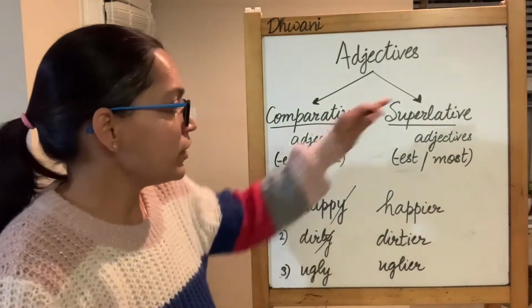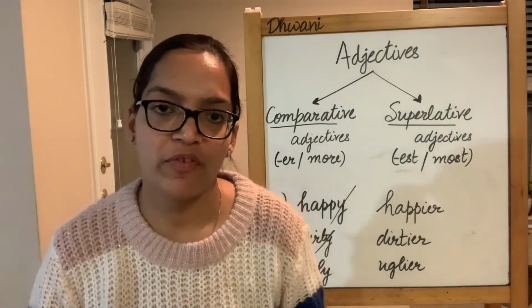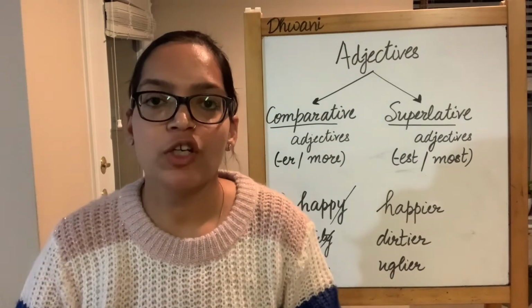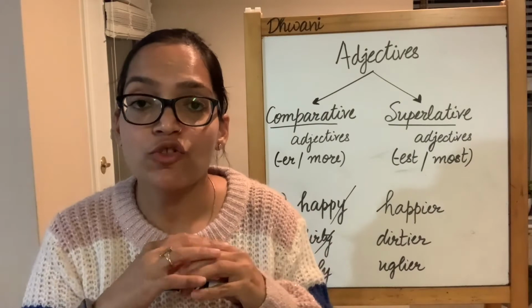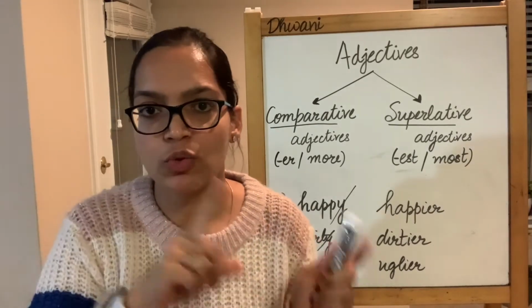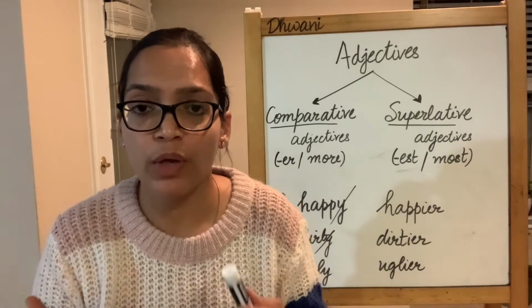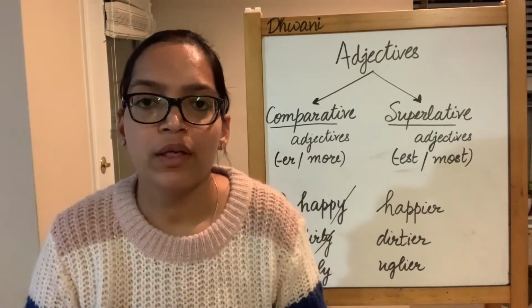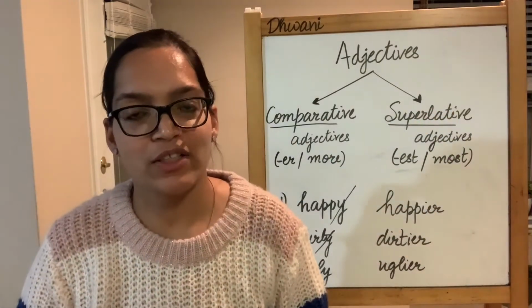And now let's move on to the superlative form of our adjectives. What are superlative forms of adjectives? They are adjectives which are used to make a comparison amongst all of the people. So it's not just one, it is more than two entities, more than two people that we're making a comparison between. So we use the superlative form of the adjectives.